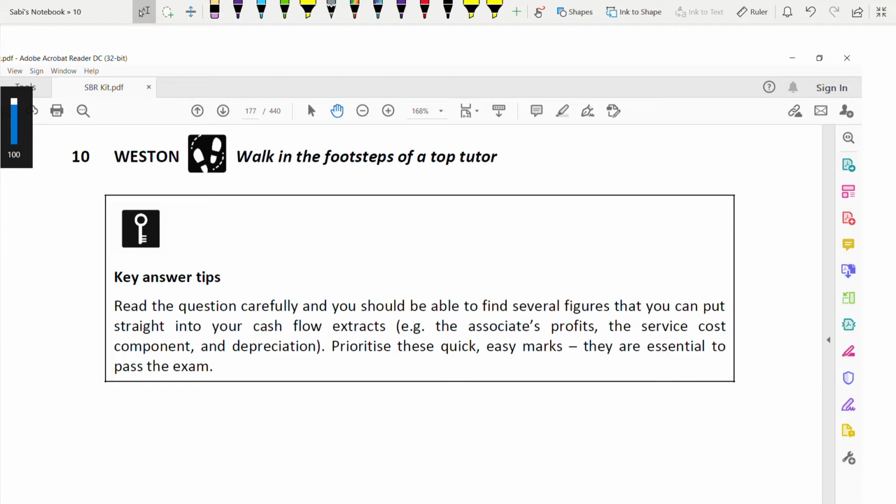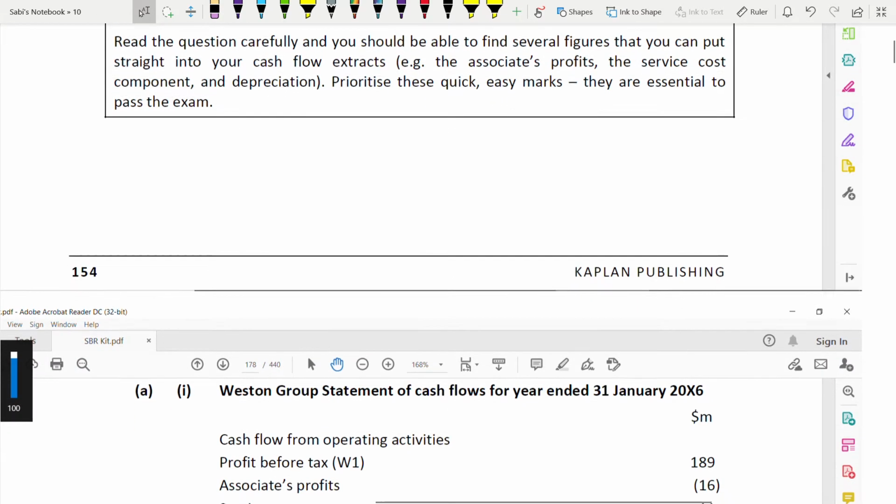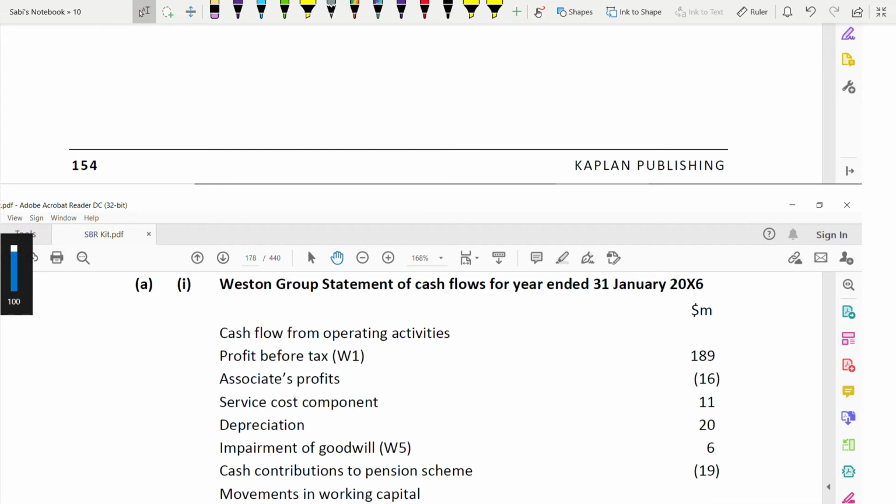Already given, just put it. Just deduct it. Sorry, add it. Then the service cost, add it. Associates profit, deduct it. So starting with it, before you start, a few key things you need to know, especially when you make financial statements.